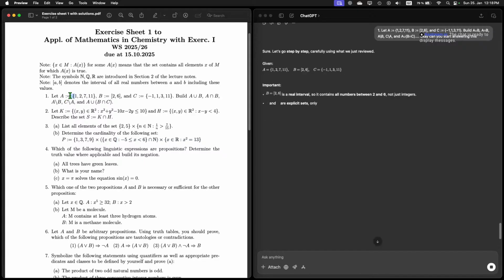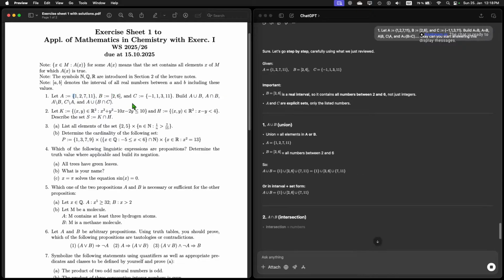So these curly brackets mean only these numbers are included. Square brackets mean numbers from 2 to 6, including 2 and 6. And again the curly brackets, A union B, just sum up A and B. I forgot the name of the other one. Inverse? No, I don't think it's inverse. It was something else. Intersection. Okay.